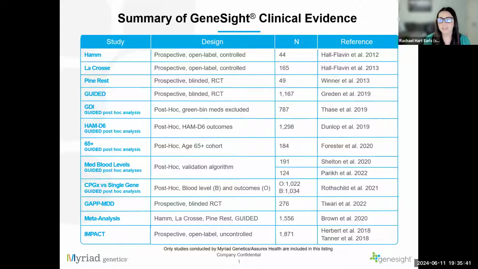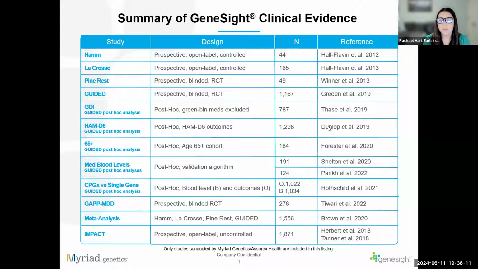GeneSight is also the most studied pharmacogenomic test in the mental health space, and our test has been part of the two largest randomized control trials looking at the utility of pharmacogenomics in major depression. I just wanted to let you know this information exists. Again, if you have any questions or want more information, please reach out to your medical partner. That is what they're there for, to talk through what the studies have shown and what they haven't shown. So please do not be shy and ask questions, because we like to talk about it.